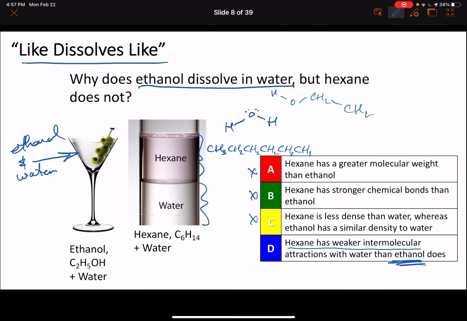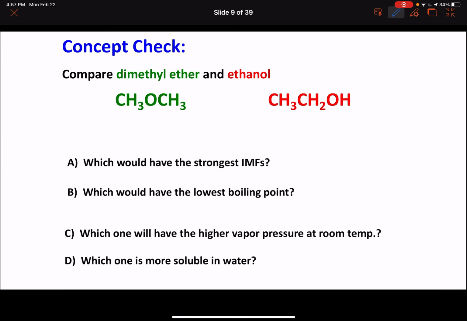Here's the ethanol molecule, and so we would expect the delta plus and the delta minus on opposite ends of these to interact with one another and therefore favor ethanol compatibility with water. So this is why ethanol dissolves in water. Answer D. Okay, and last, you should be able to handle questions like this.